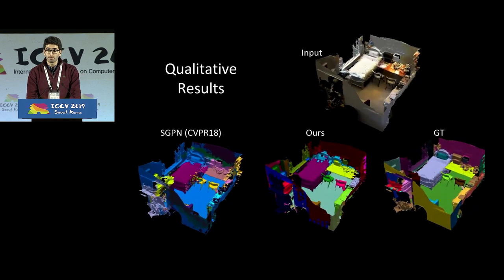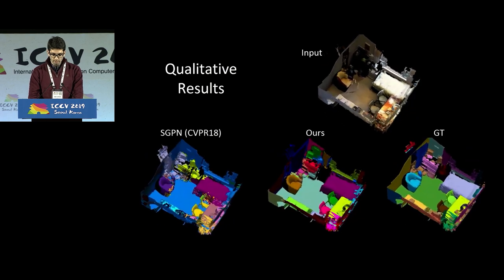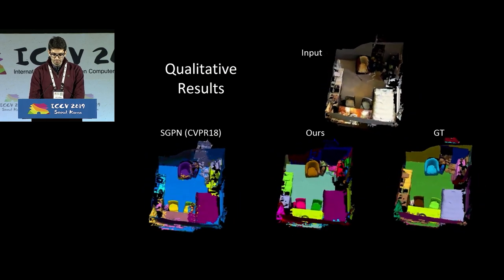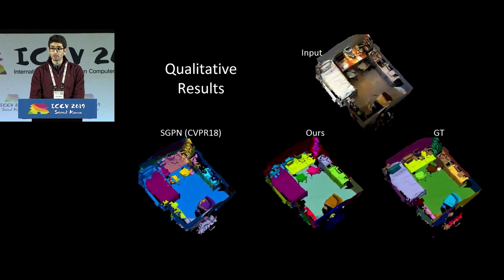These are some qualitative results on ScanNet. Here we overlay the voxel labels back into the original mesh. Our method generates smoother outputs and succeeds in separating touching objects.